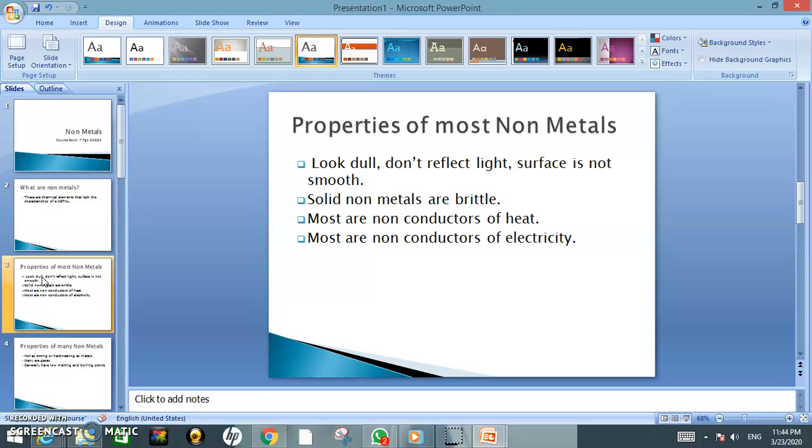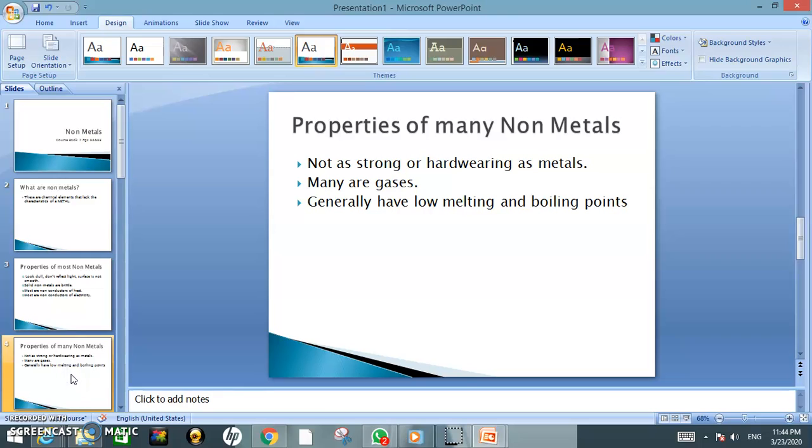The next property is that most of the non-metals are non-conductors of electricity. We have the aluminium wire and the copper wires used to conduct electricity. Here in case of non-metals, most of them are non-conductors of electricity. Now these were the properties of most of the non-metals.